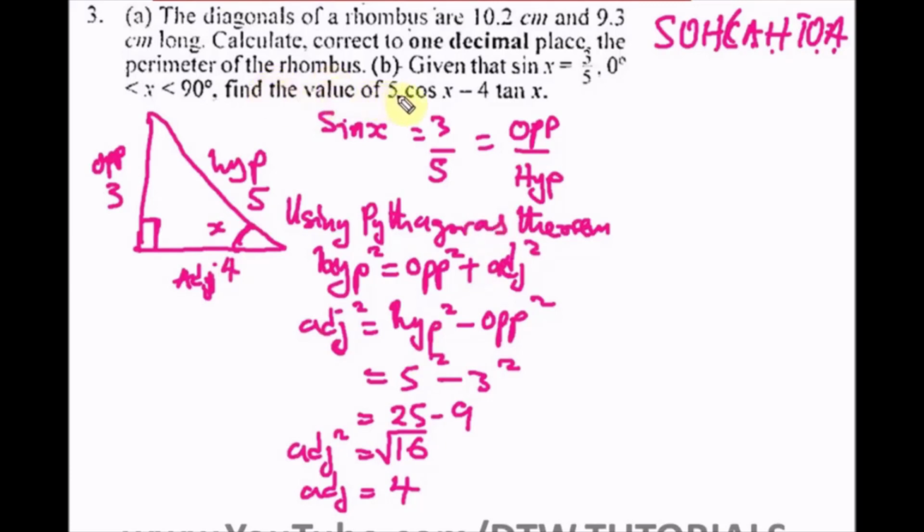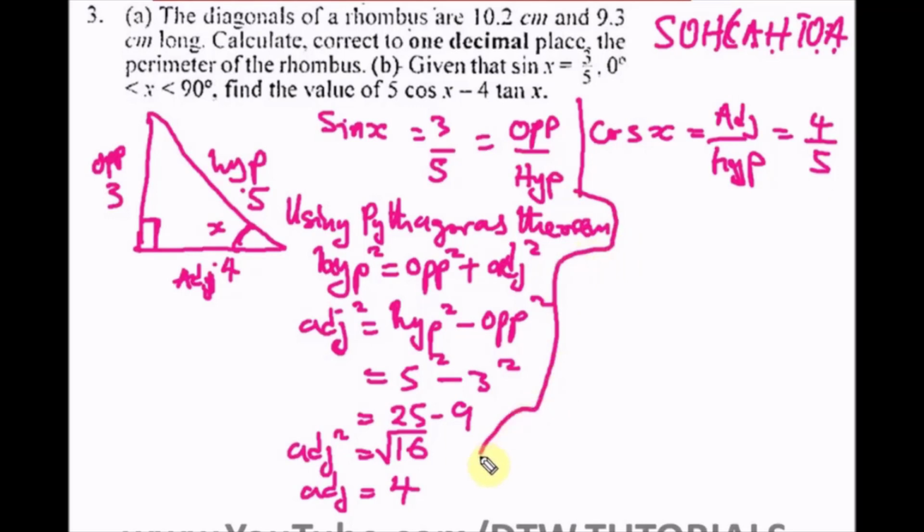Now look at the question. The question says find the value of 5 cos x minus 4 tan x. So let's try to get what cos x is. Cos x, remember, is adjacent over hypotenuse. Our adjacent here is 4, and our hypotenuse is 5. So cos x is 4 over 5.